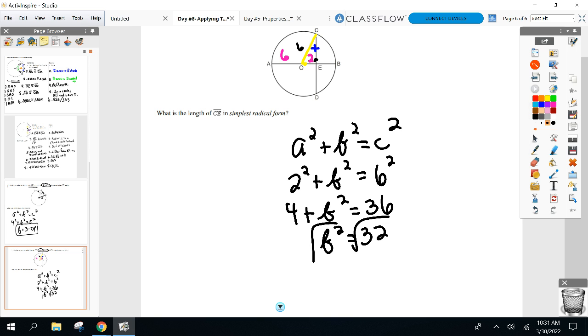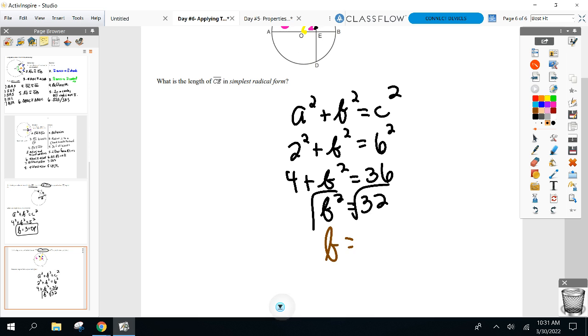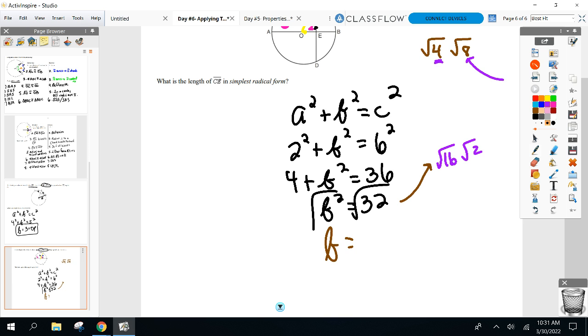I know it's been a while. Simplest radical form. What's 32 break down into? I know you automatically try 4 and 4 works, but it's not the biggest. Remember my trick: you do 4 and 8. Look at that second number. Is there still a perfect square that goes into 8? Yes, which means 4 is not the biggest. It's actually going to be what? 16. Good. And 2. So we end up with 4 square root of 2, which is fine. And that's the answer I'm looking for.